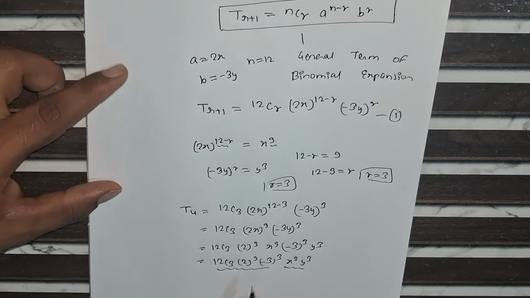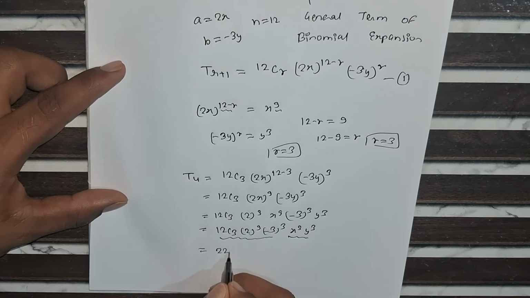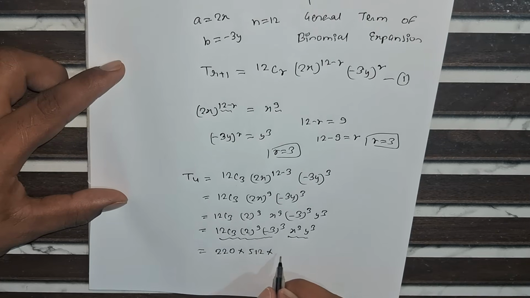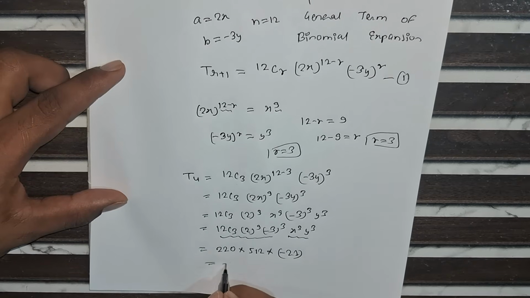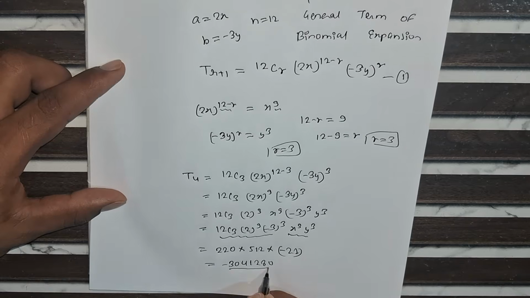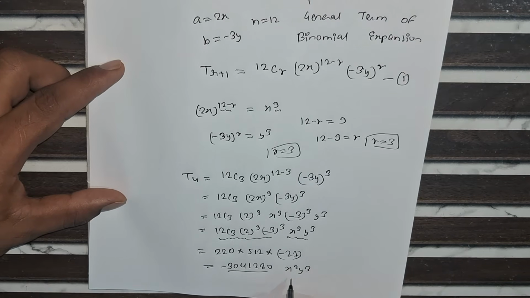So now we have to calculate this one. What is 12c3? It is 220, into 2 to the power 9 which is 512, into minus 3 to the power 3 which is minus 27. So when you multiply it, you will get minus 3041280. This is nothing but the coefficient of x to the power 9 and y to the power 3, which we have to find in this question.